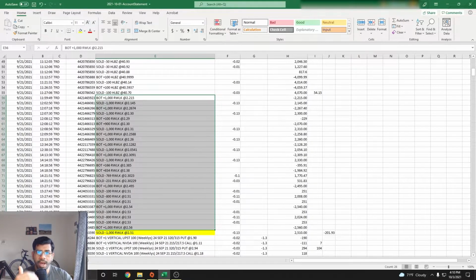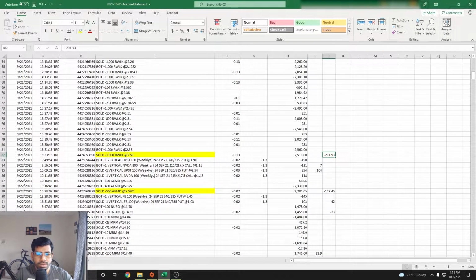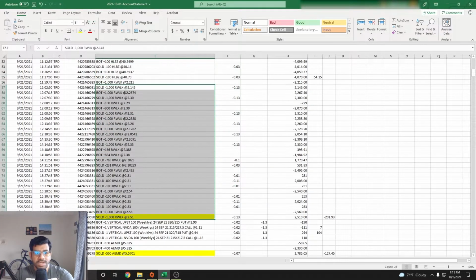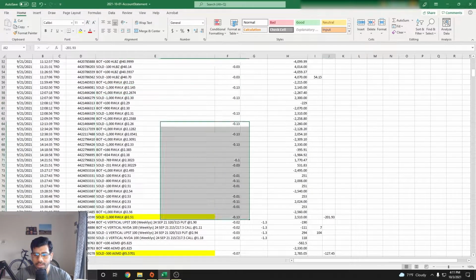Because when you buy a higher amount of shares, like 1,000, 2,000, your risk is multiplied by 2, 3, 4, however many shares you bought, like it has a multiplication factor on your risk component. So I made that mistake and I ended up losing $201 within that trade. Does it justify anything? It doesn't justify these losses.